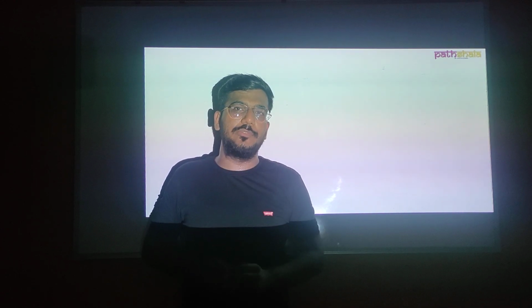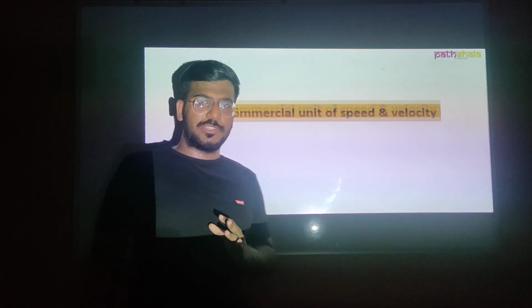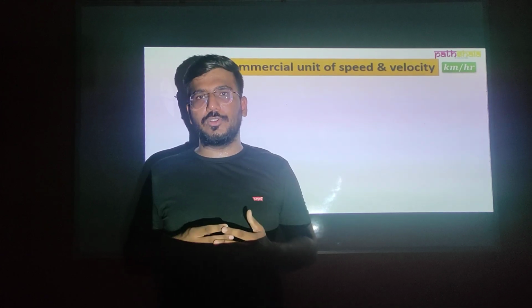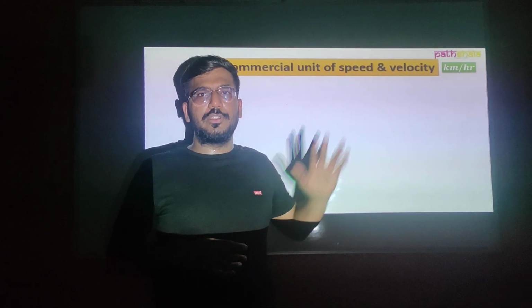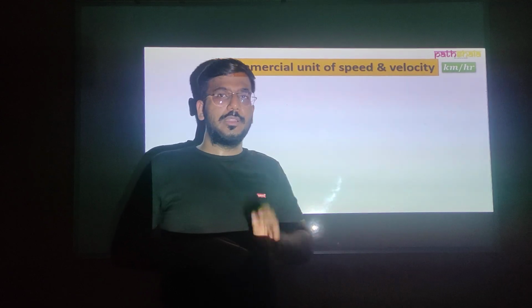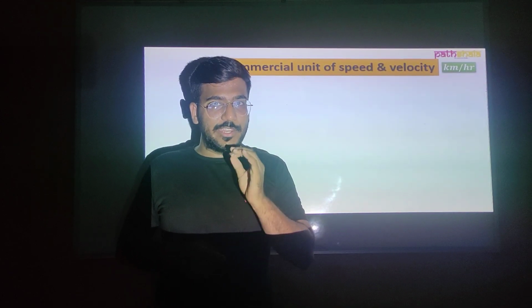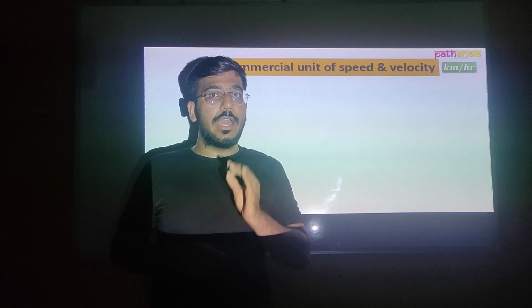But in our day-to-day life and in commercial units, we make use of the unit of speed and velocity which is called kilometer per hour. So this is called commercial unit. Commercial unit means something which we use in our day-to-day life or for any trade sort of purpose. So commercial unit of speed and velocity is kilometer per hour, which clearly says क्या? Distance will be measured in kilometer and time will be measured in hours.